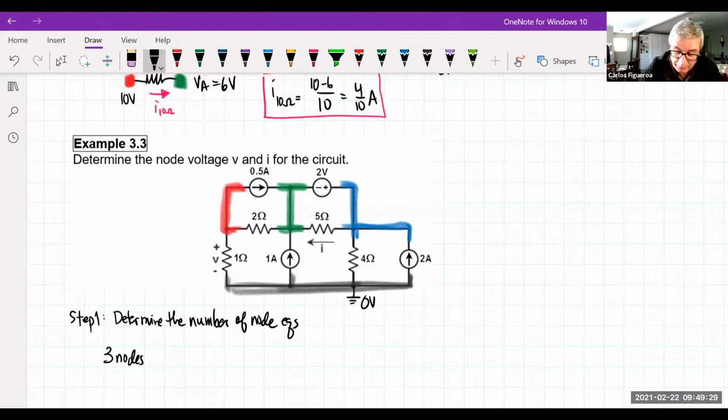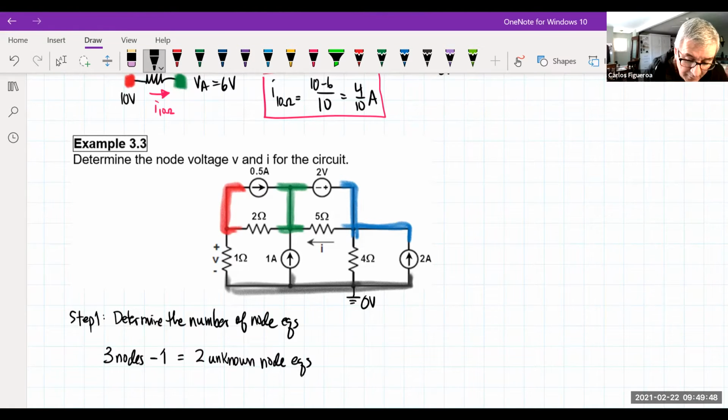And then I count the number of voltage sources. I have one voltage source. So therefore, I must have two unknown node equations. Okay? So let's go label them now.